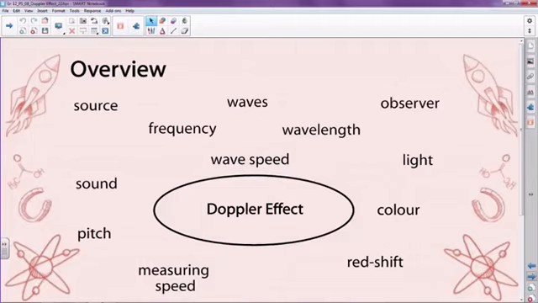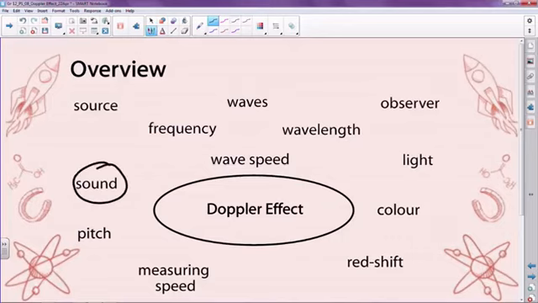And the thing about the Doppler effect, okay, is that it affects waves. That's any wave: water, sound, light, radar, whatever. It doesn't matter what type of wave we're looking at, the Doppler effect can actually be experienced by that wave, okay? So we are specifically going to be looking at sound, okay, and we're going to be looking at light.